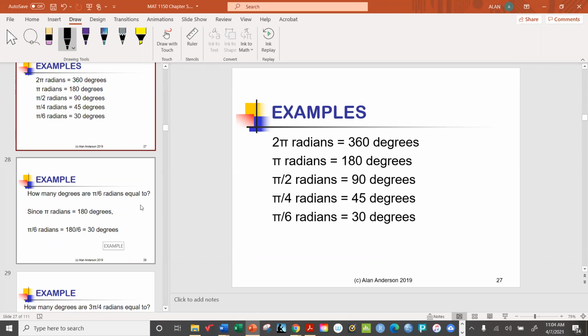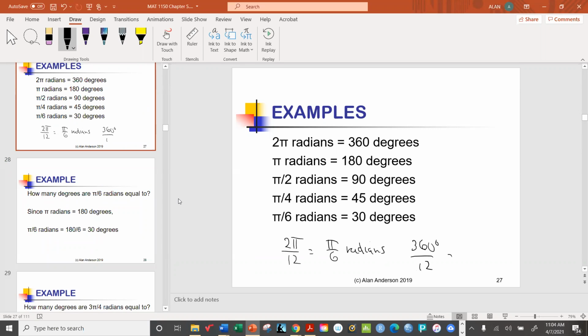So in other words, now where did this come from? Well, you can see pretty clearly that in order to get from 2 pi radians to pi over 6, what we would have done was take 2 pi and divide by 12. That's pi over 6 radians. And if you did the same thing with degrees, that would give you 30 degrees.